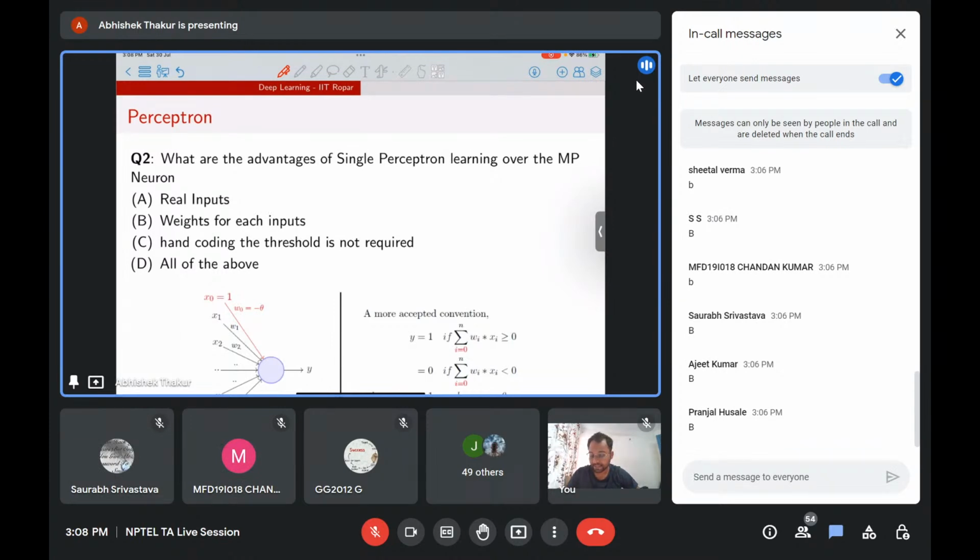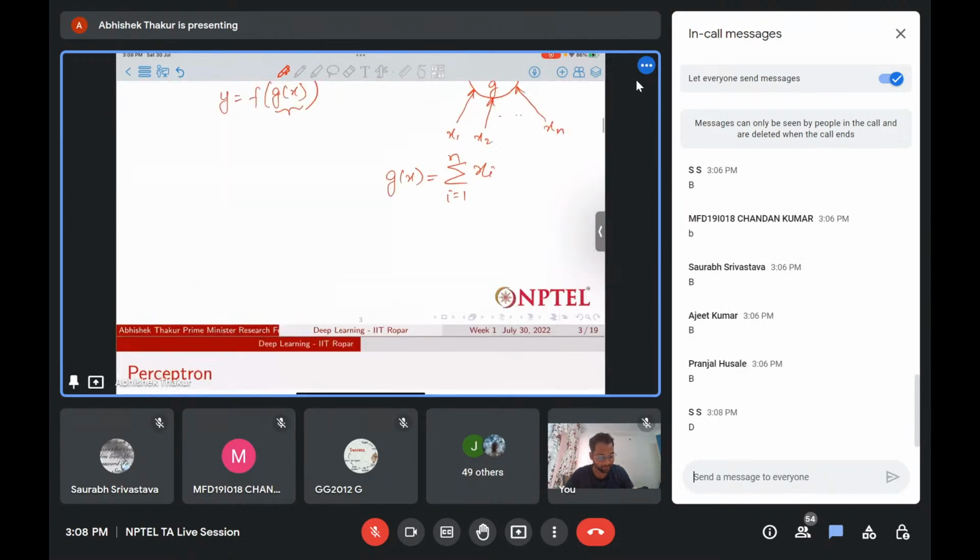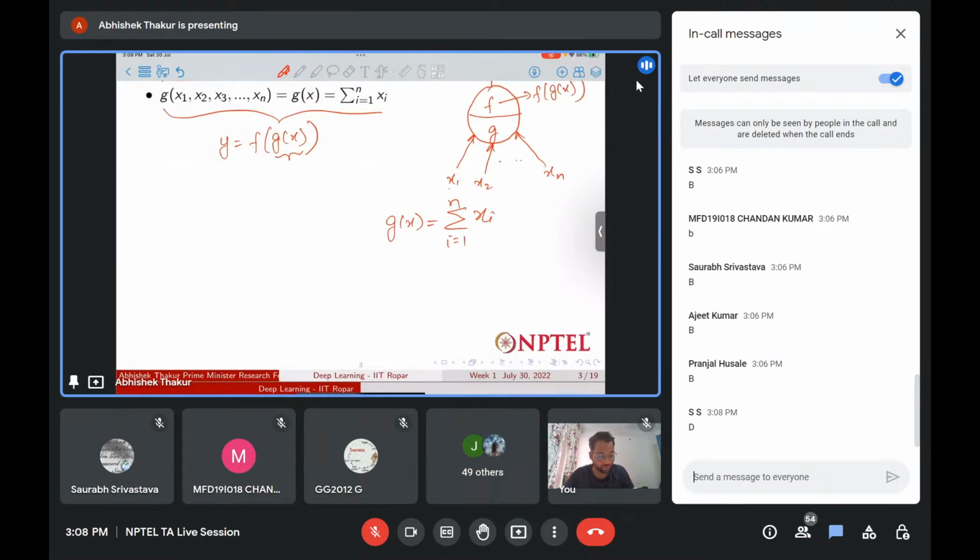There are some challenges in the MP neuron: it takes only inputs that are 0 or 1. It does not take real value inputs.